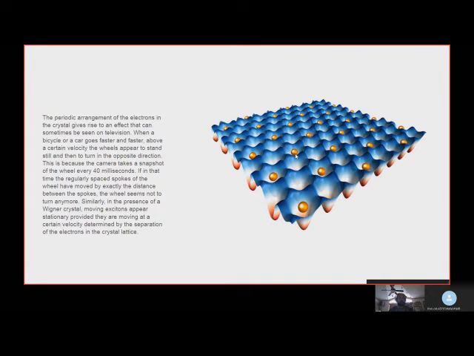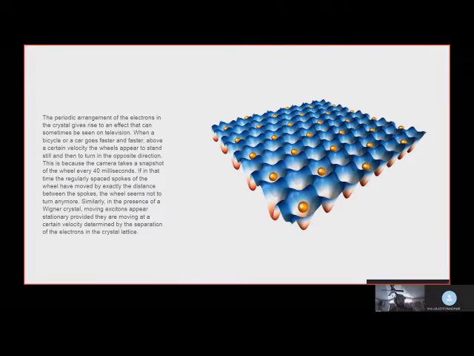The periodic arrangement of the electrons in the crystal gives rise to an effect that can sometimes be seen on television. When a bicycle or a car drives faster and faster above a certain velocity, the wheels appear to stand still and then turn in the opposite direction. This is because the camera takes a snapshot of the wheel every 40 milliseconds. In that time, the regularly spaced spokes of the wheel have moved by the exact distance between the spokes. The wheel seems not to turn anymore.